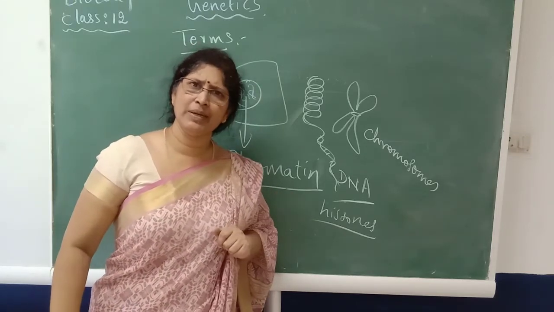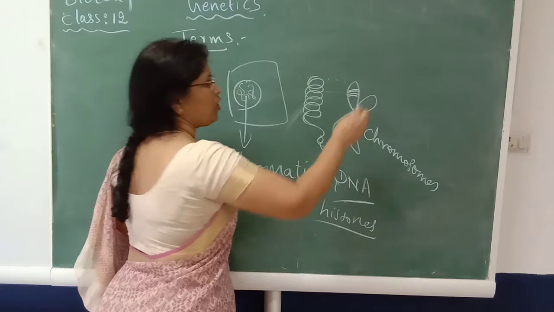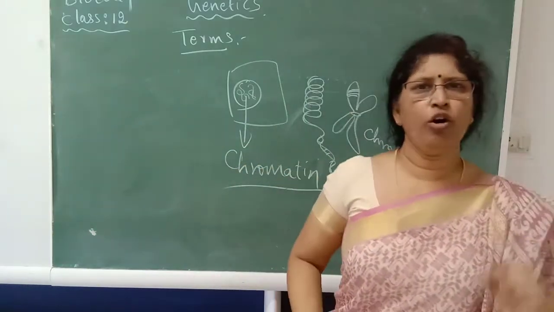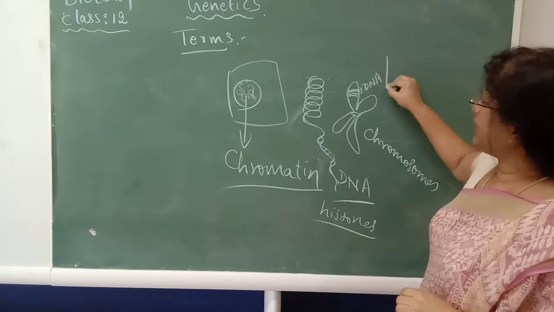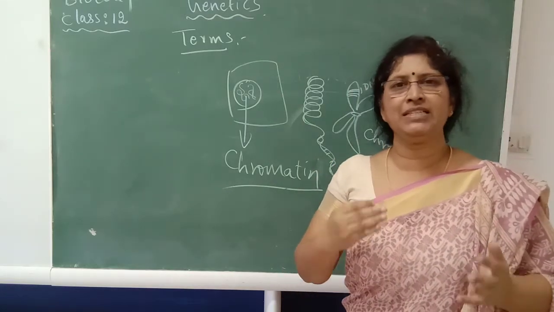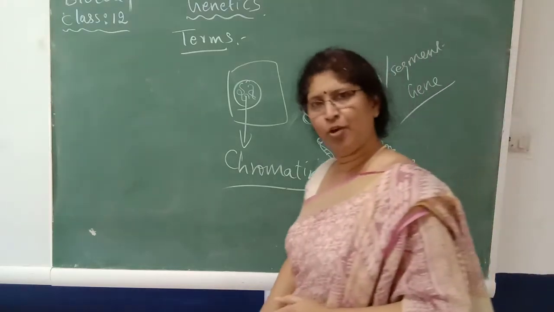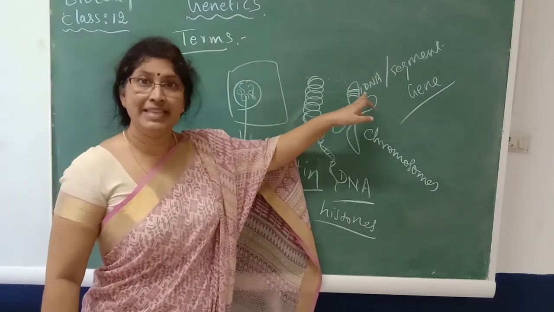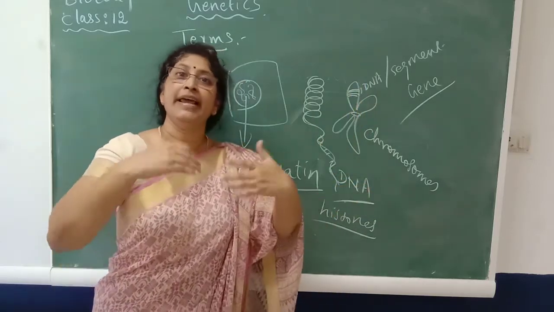So where are these characters located? These characters are located in small segments on the chromosomes, and these small segments are nothing but short fragments of DNA. One such short fragment of DNA, a segment on the chromosome which is capable of expressing a character, is what is called a gene. I hope it is clear, children. Again I repeat, a small segment of DNA located on the chromosomes which is responsible for expression of a character.